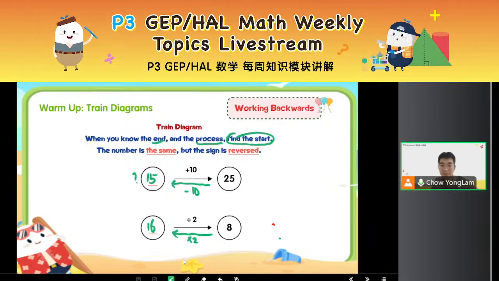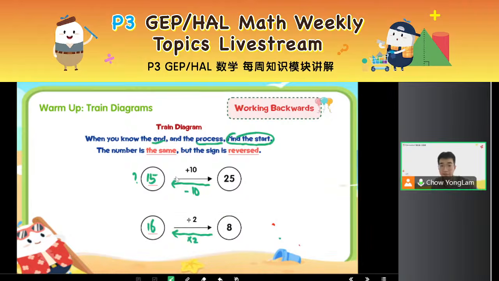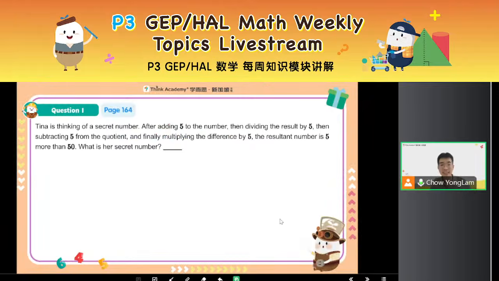Okay, so remember, when we are seeing a train diagram, you want to draw forward and then calculate backward. Follow the story, draw forward everything, then go backward. And when we go backwards, how do we write down the workings? We keep the same number, but reverse the sign.